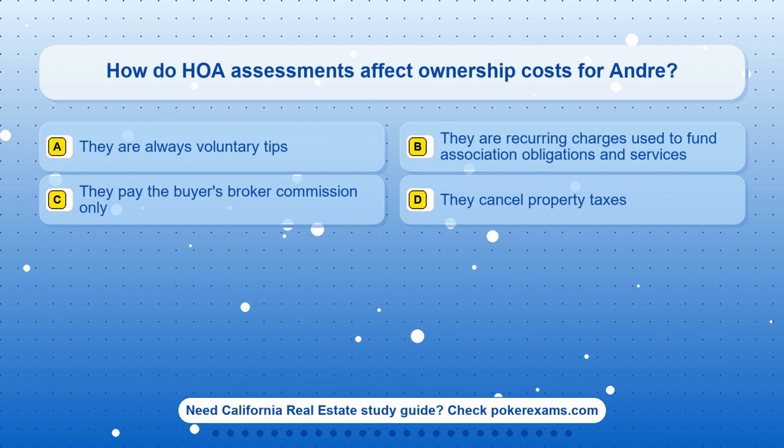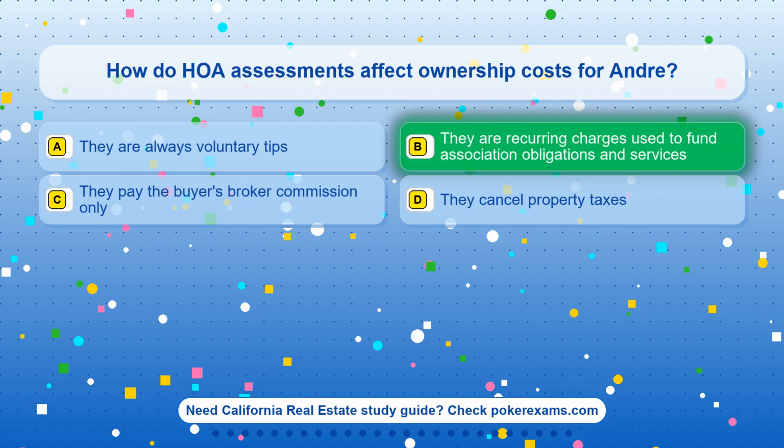Question 21. How do HOA assessments affect ownership costs for Andre? Option A. They are always voluntary tips. Option B. They are recurring charges used to fund association obligations and services. Option C. They pay the buyer's broker commission only. Option D. They cancel property taxes.